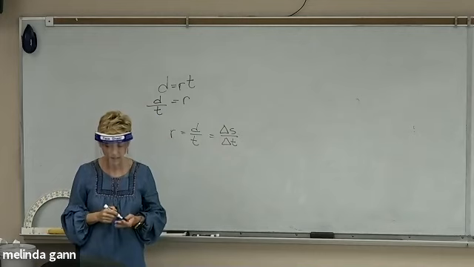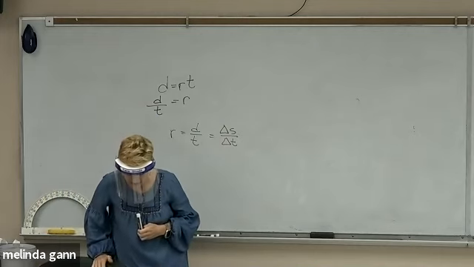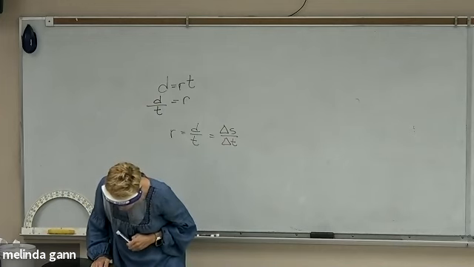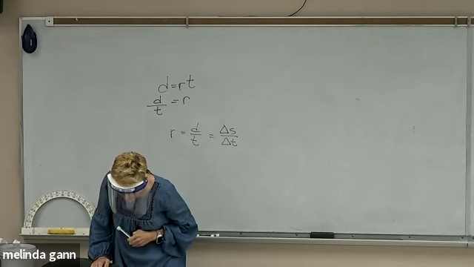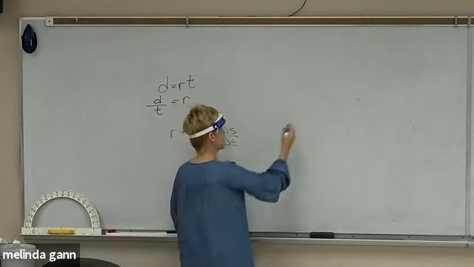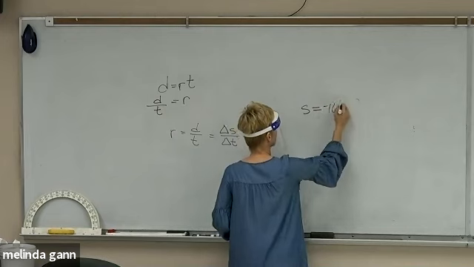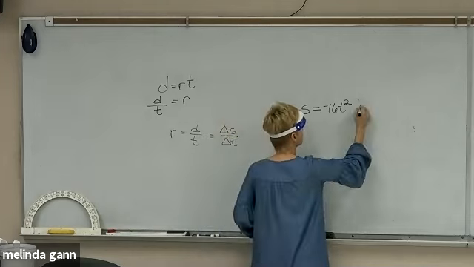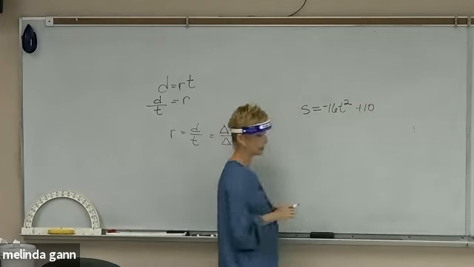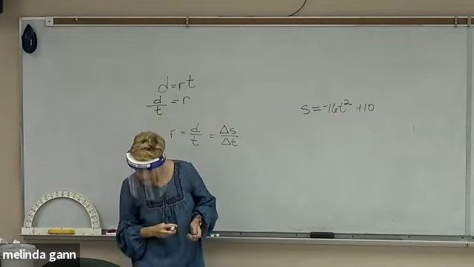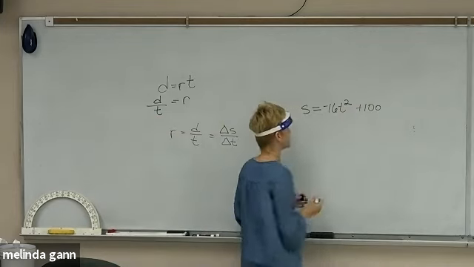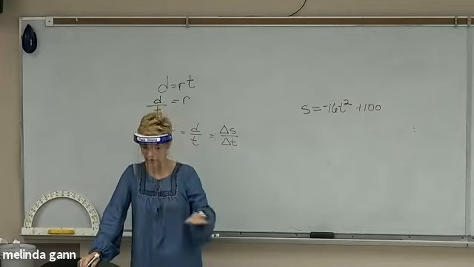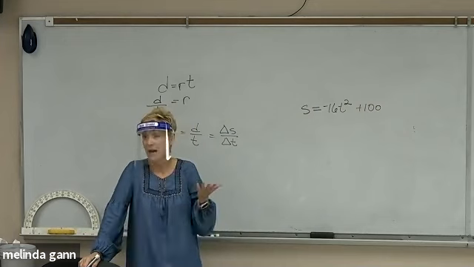Here's the example they use on page 137. A billiard ball is dropped from a height of 100 feet, and the ball's height S at time T is given by this function. S is position, so what S measures is where the object is in relation to the Earth's surface at any time T.